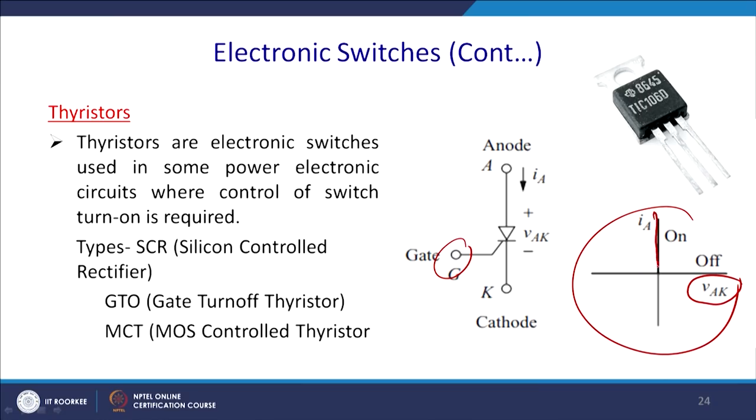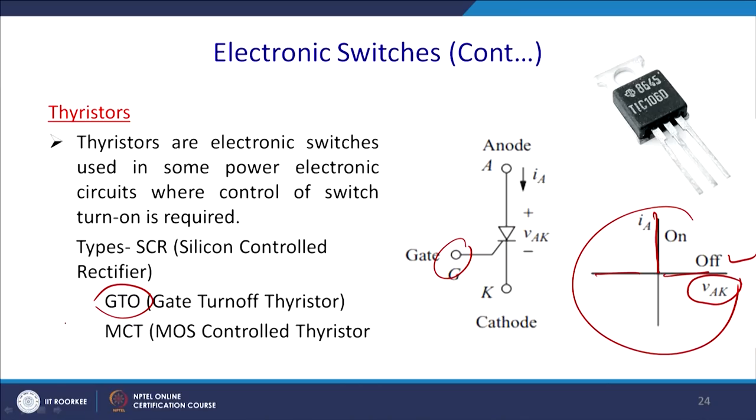The operation is almost the same: it conducts current in this direction, and can block in this direction as well as this direction, but in the forward direction the blocking is controlled. So we have another variant of the thyristors called the gate turn-off thyristor. Since turn-on can be done through the gate, turn-off is done in a different manner, and a solution is given by another device called the GTO. By injecting negative current, you can also turn off these devices.